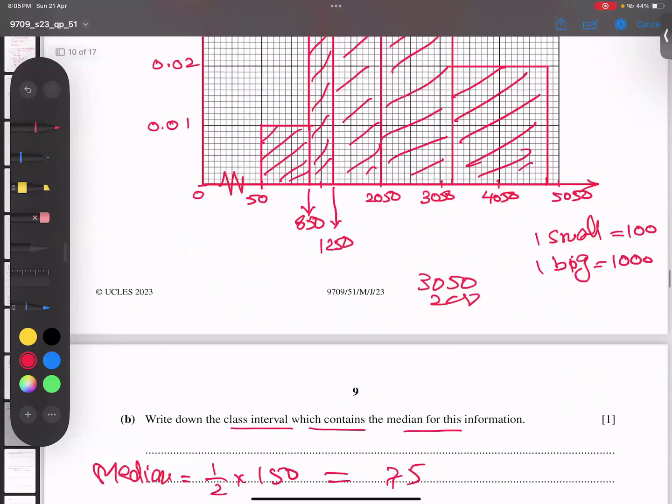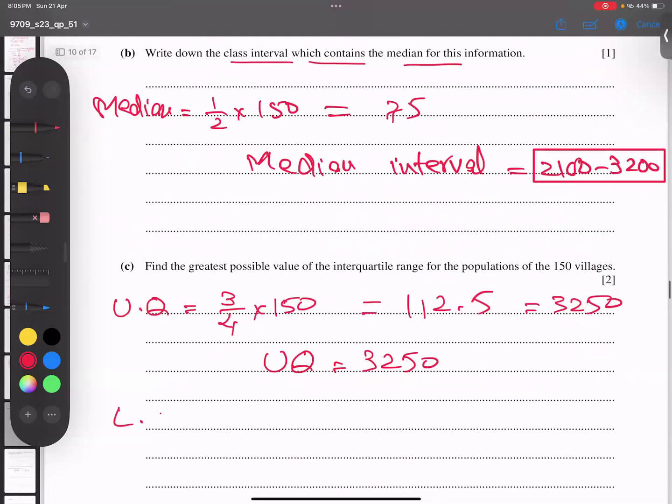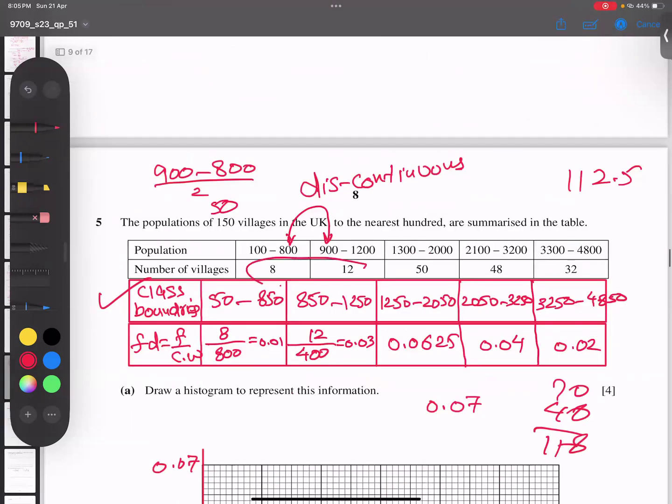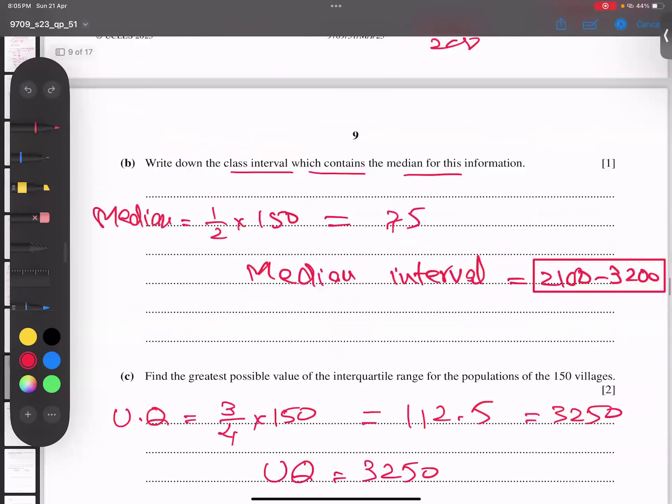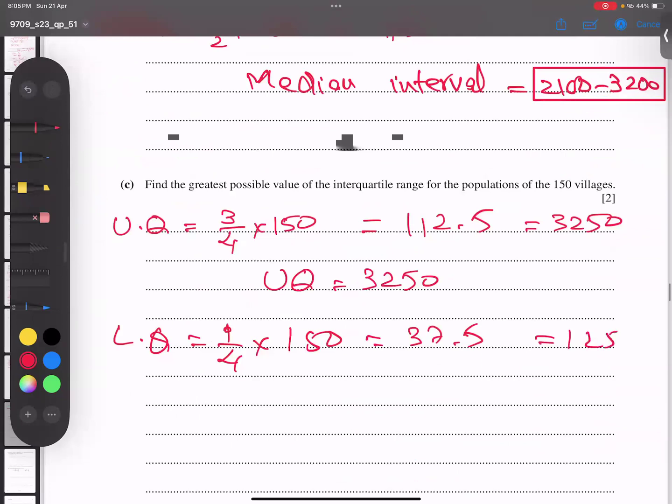Okay, now students, lower quartile. What is the lower quartile formula? You know it very well. Lower quartile is 1/4 of 150. When I find 1/4 of 150, it is 37.5. Where is 37.5? 20 plus 50 is 70, so it means it is in this section. I will not take this one; I will take the lower value, 1250. So the lower quartile is 1250.